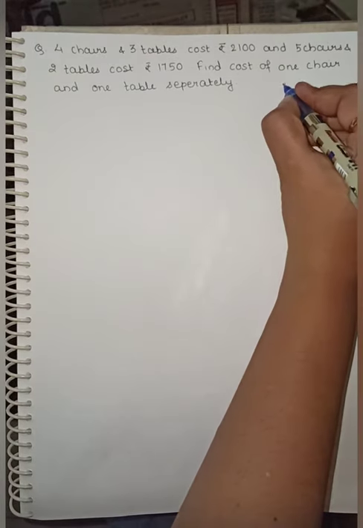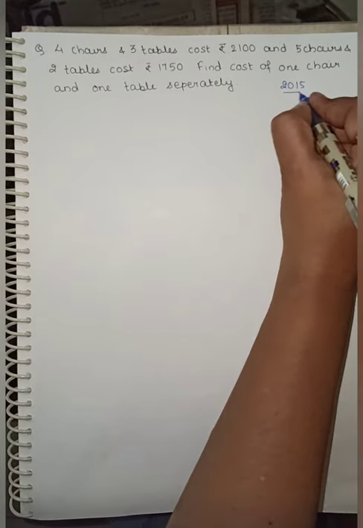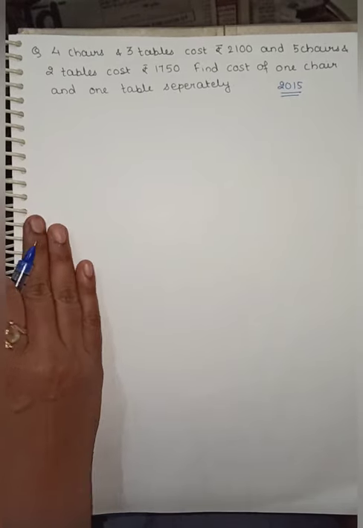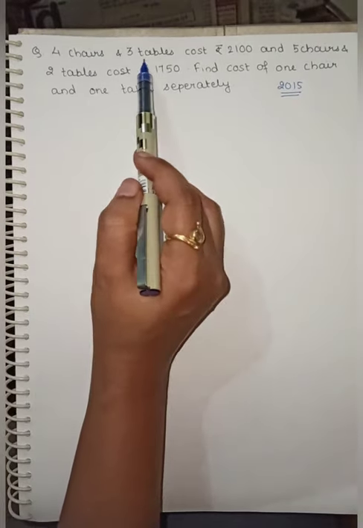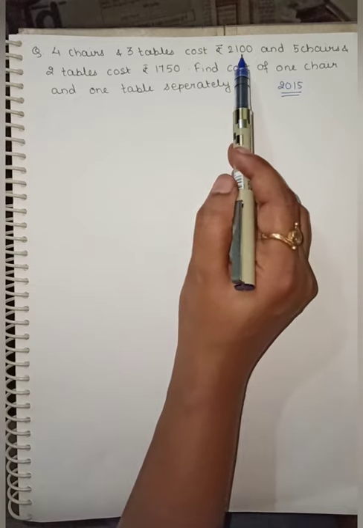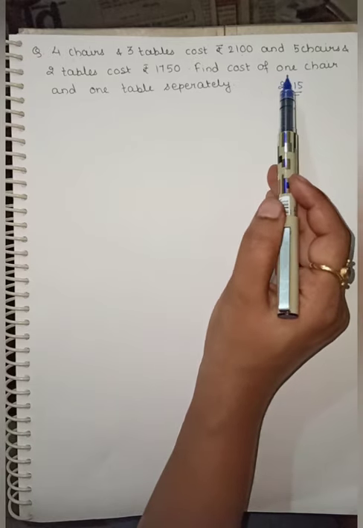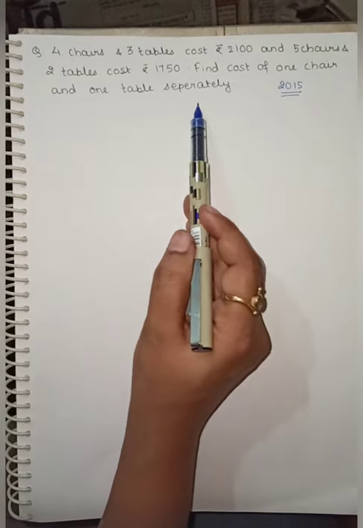Next question, asked in 2015 CBSE exam. This is a very easy question actually. The straightforward equations can be framed. The question says 4 chairs and 3 tables cost rupees 2100 and 5 chairs and 2 tables cost rupees 1750. Find the cost of 1 chair and 1 table separately.